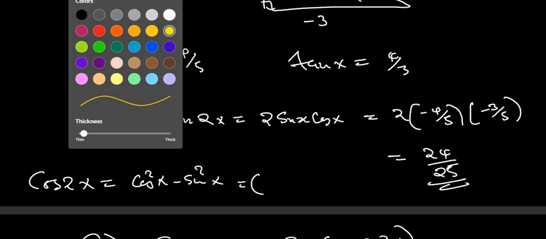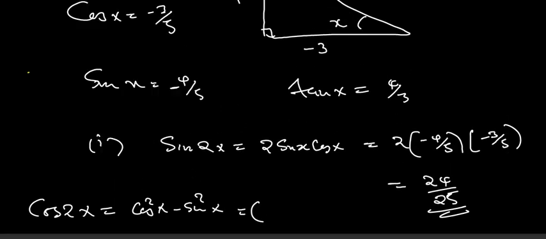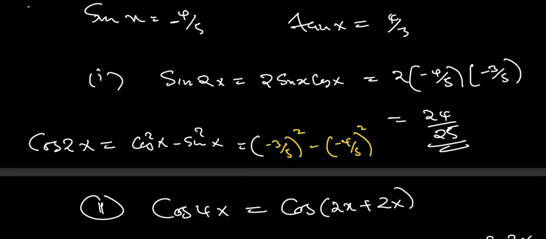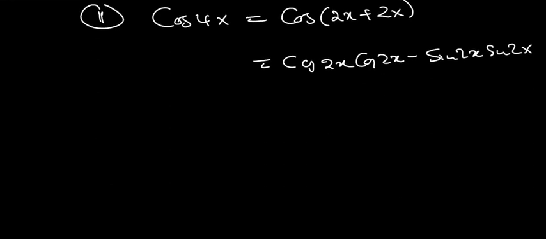So the cos squared is simply this guy, negative 3 over 5 squared, minus the sine squared, which is negative 4 over 5 squared. So this is going to give us 9 over 25 minus 16 over 25. This is going to be 9 minus 16. That should give us negative 7 over 25. So please check through. I just want to find an expression for this. Negative 7 over 25, and also this is negative 7 over 25.